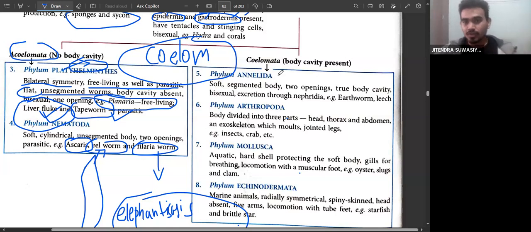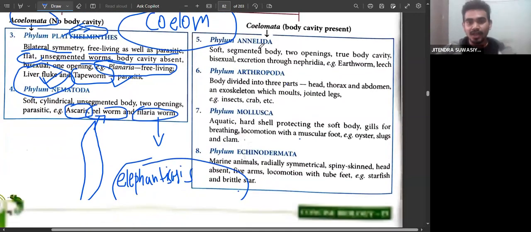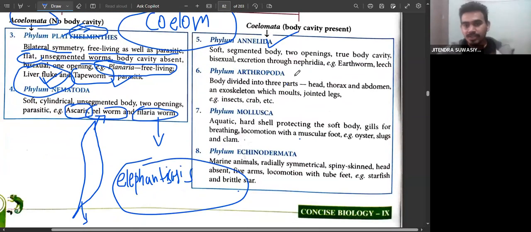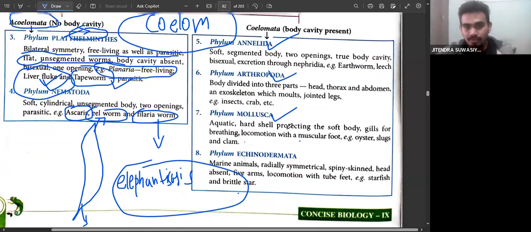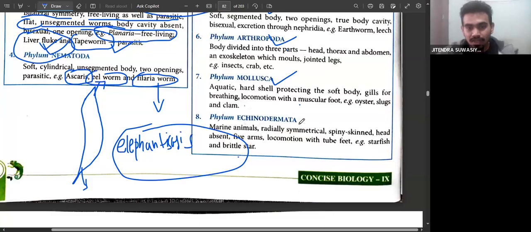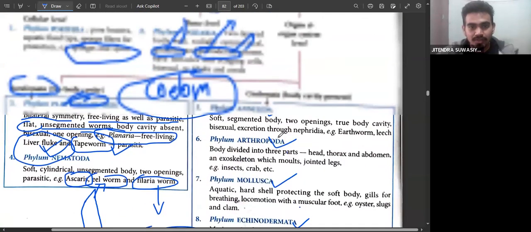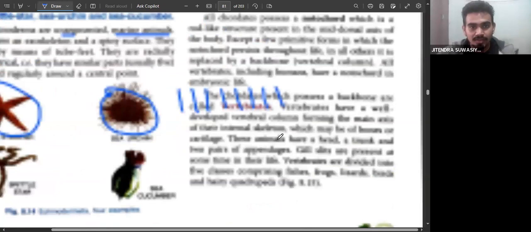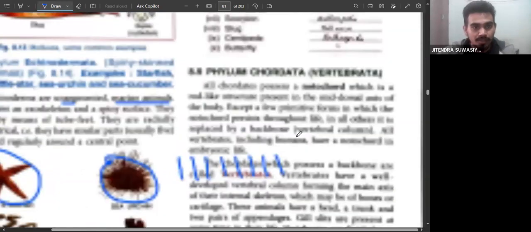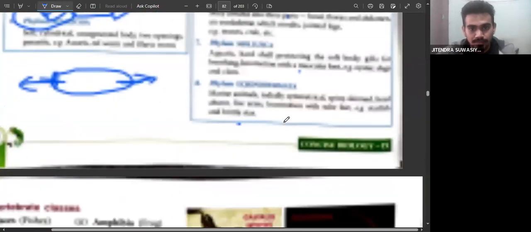So we have coelomata, that is, body cavity present. Then in coelomata, we have Annelida. A common example of Annelida is the earthworm. Then Arthropoda, whatever insect you know, that is Arthropoda. Then Mollusca, we have just talked about Mollusca. Then we have phylum Echinodermata. We have just covered phylum Echinodermata. The spiny one.